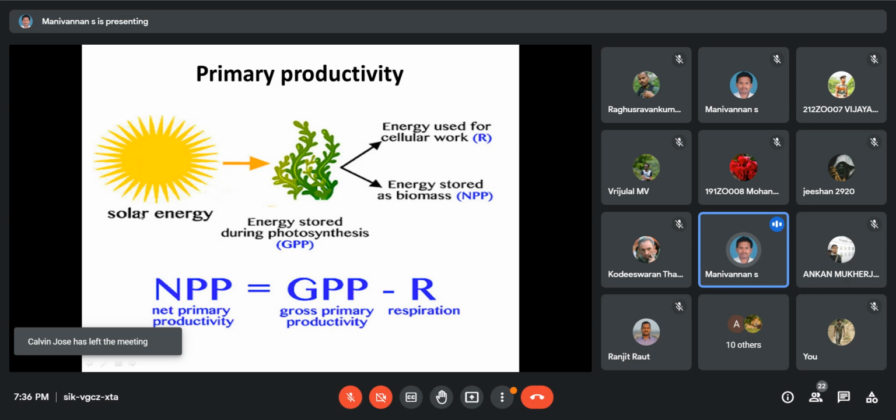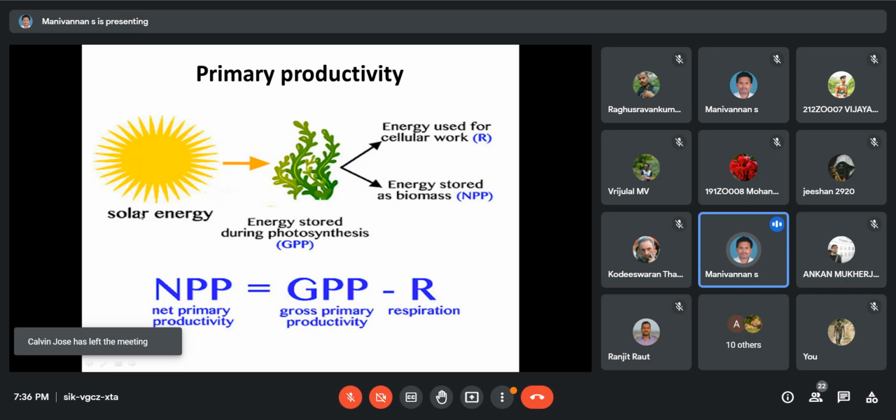Part of the gross primary productivity energy is utilized by the plant for metabolic activity, for example growth and reproduction. That is called the respiratory activity. The gross primary productivity minus respiration is called the net primary productivity, also known as NPP. This is the graphical representation.